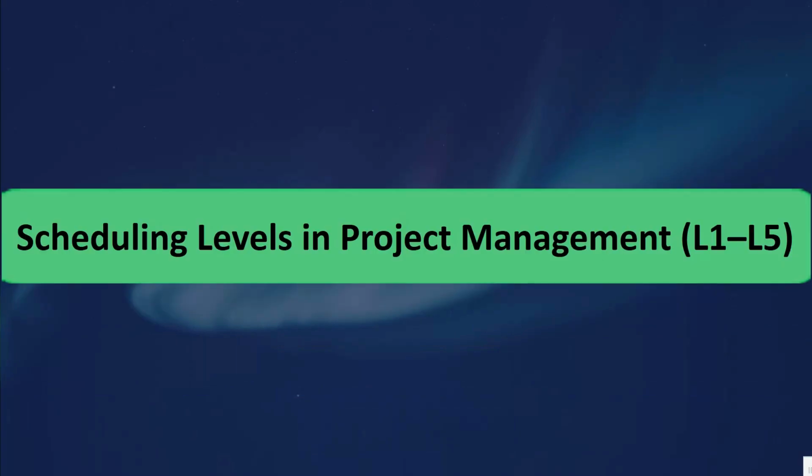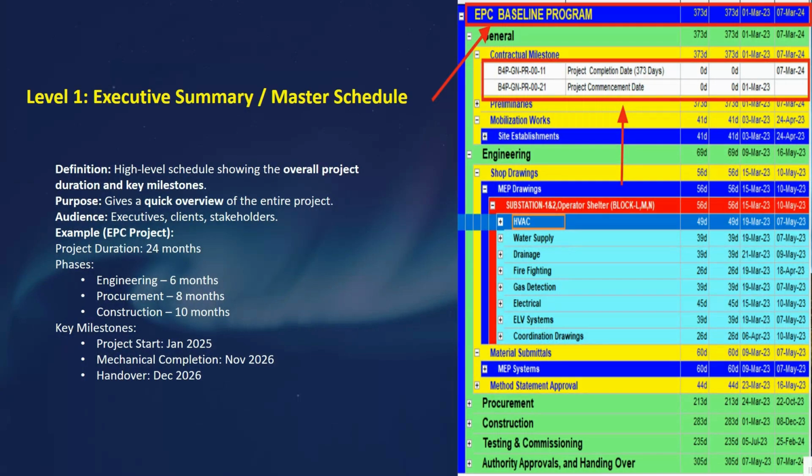In project management, scheduling is not done at one single level of detail. Instead we use progressive levels, from the highest executive view to the most detailed site level view. This helps to ensure that the right stakeholders get the right level of information. Okay, so let's start from scheduling level one.